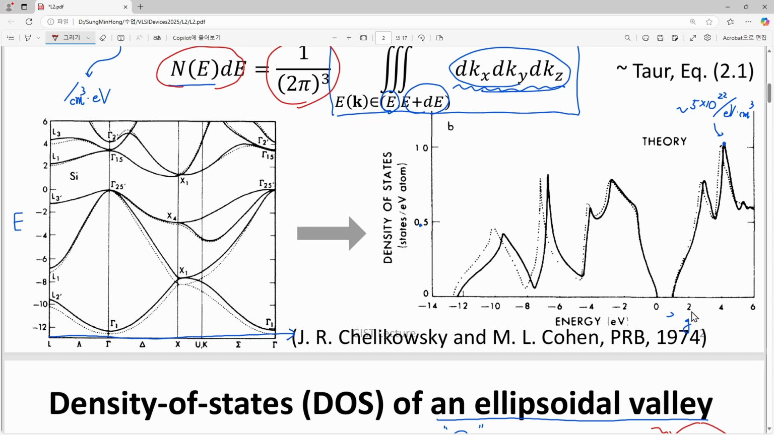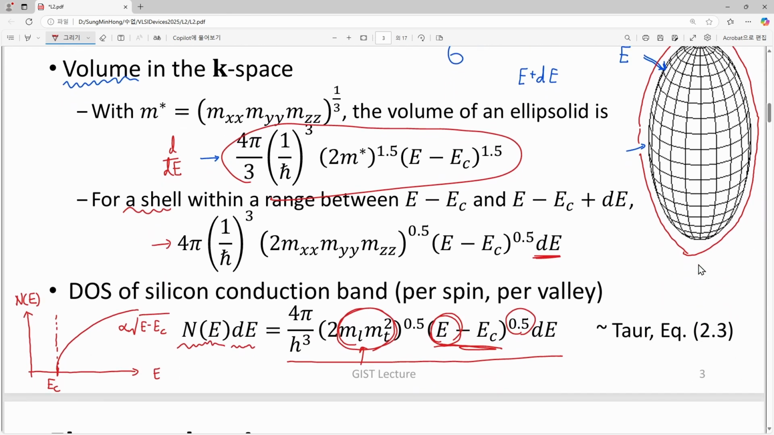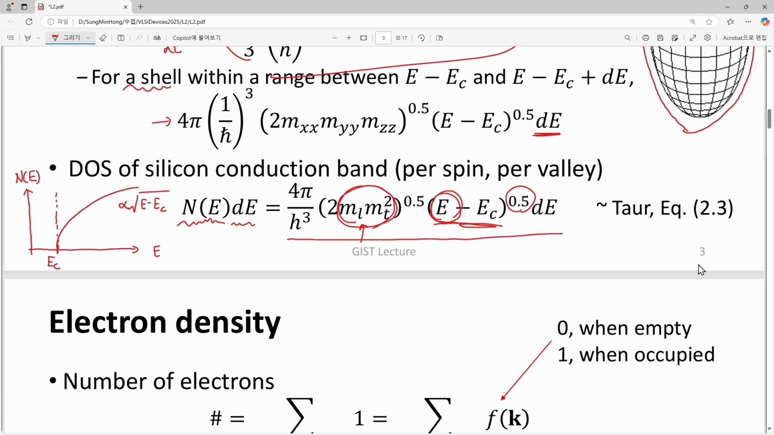So this is exactly corresponding to this. Here we have a conduction band minimum. After that, this corresponds to the square root of E minus EC. Okay, so now we know that density of states just follows the form of square root of energy, and it is because this 0.5 power corresponds to the three-dimensional nature of our electrons in silicon.